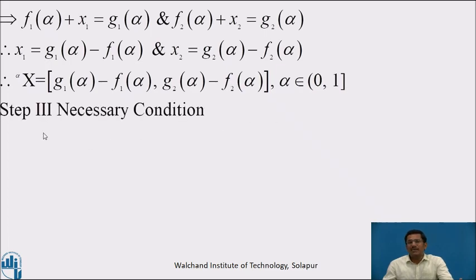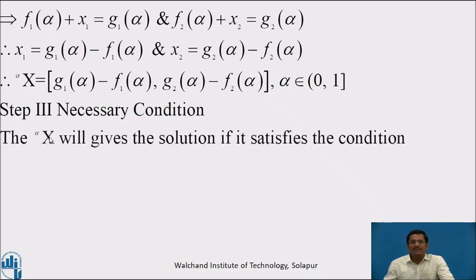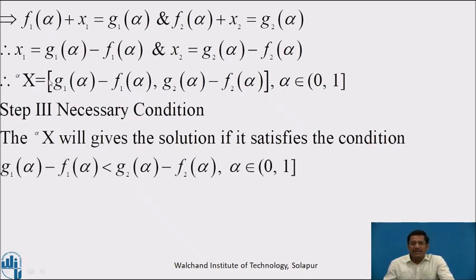Now the next step is the necessary condition for the existence of a solution of the fuzzy equation a plus x equal to b. That condition is that the given fuzzy equation has a solution only when the initial point of the alpha cut of a must be strictly less than the end point of the alpha cut for every alpha belonging to this interval. That is what we have written here.